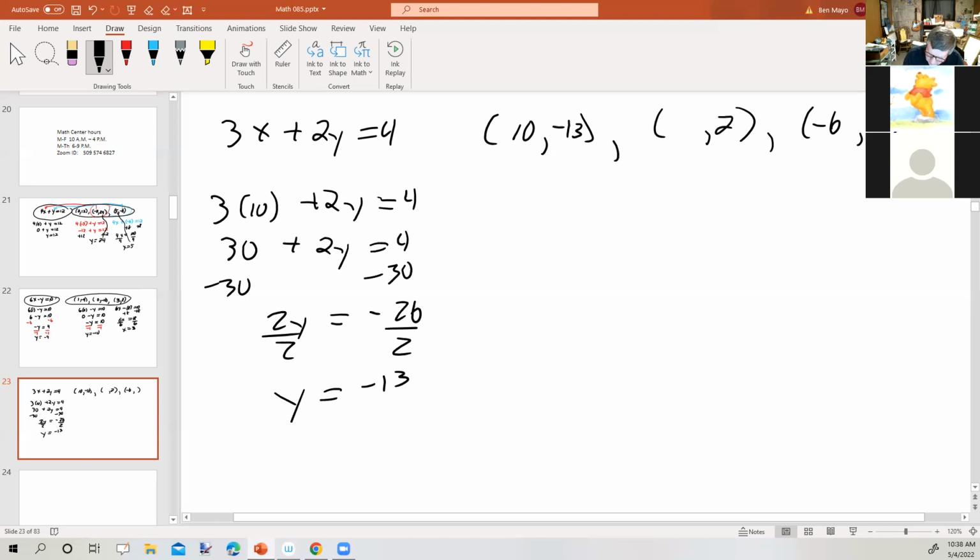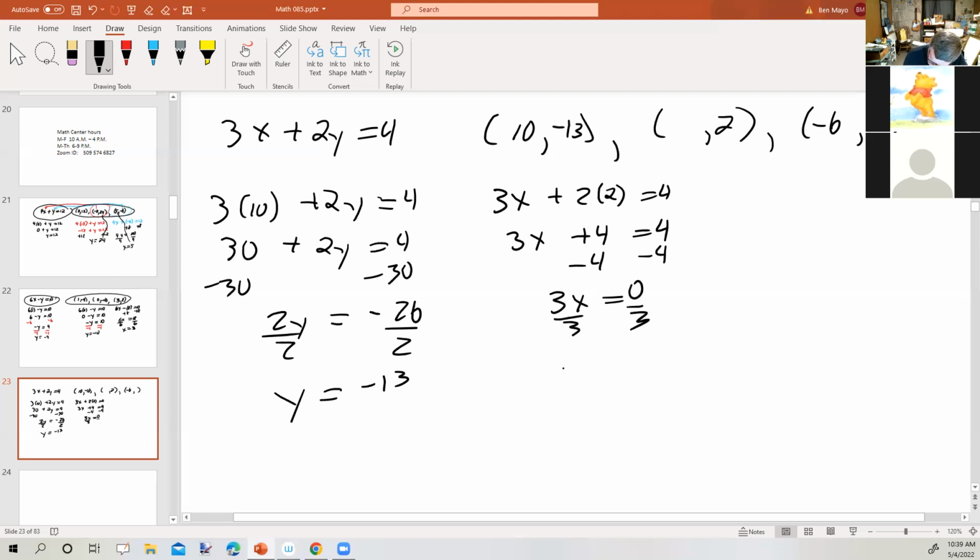Going on, if y is 2, we get 3x plus 2 times 2 equals 4. 3x plus 4 equals 4. Subtract 4 from both sides of the equation. 3x equals 0. Divide by 3, x equals 0. So 0, 2 should be our second ordered pair.